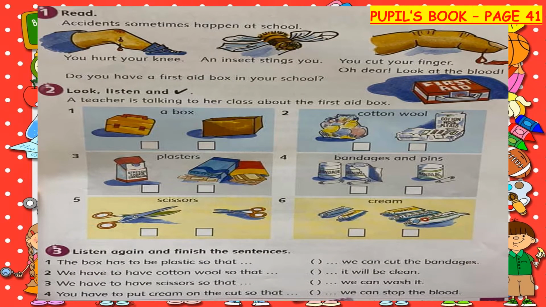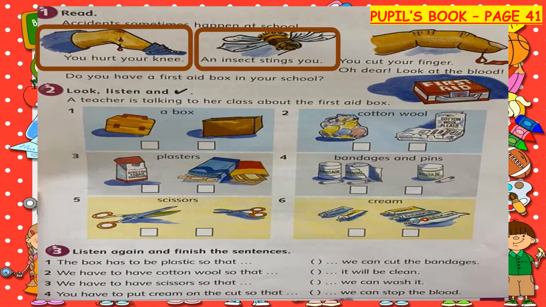Please open your pupil's book to page 41. Number 1, read. Accidents sometimes happen at school. You can see here some of the accidents that might happen to us in school. You hurt your knee, an insect stings you, or probably you cut your finger. So these are examples of accidents that are unavoidable and might happen to us in school.